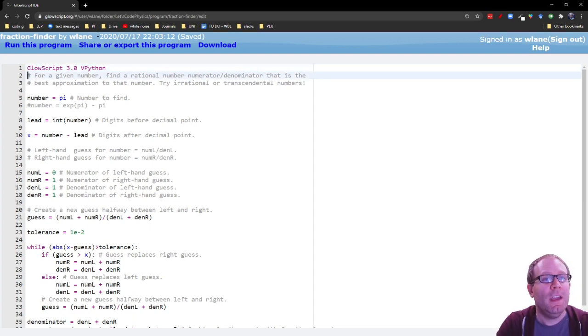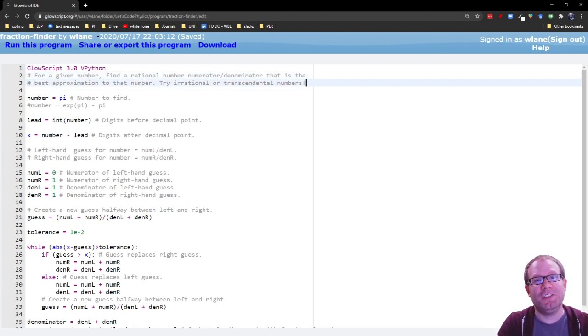So the goal of this code is, for a given number, maybe you know what the number is, maybe you get it from some complicated calculation, we're going to find a rational number given by numerator over denominator. The way you write a rational number is one integer divided by another. That's the best approximation of that number within a span of accuracy that you're looking for. And we're going to be most interested in trying irrational or even transcendental numbers.